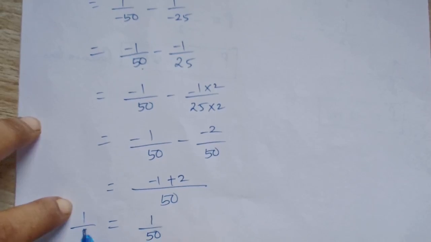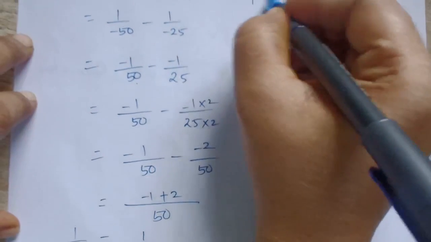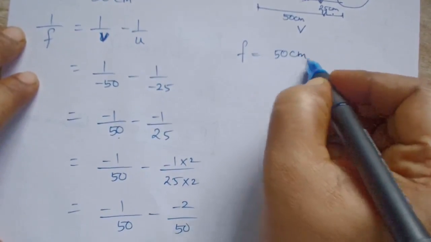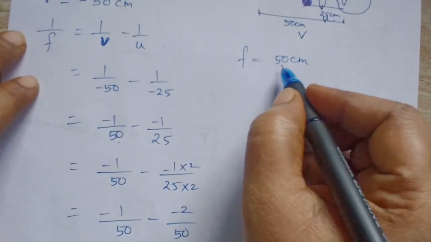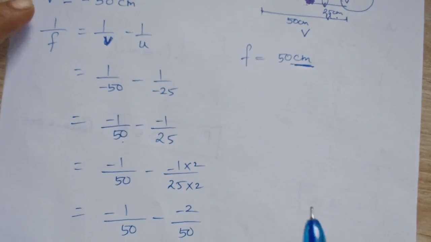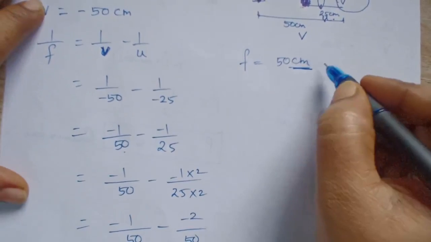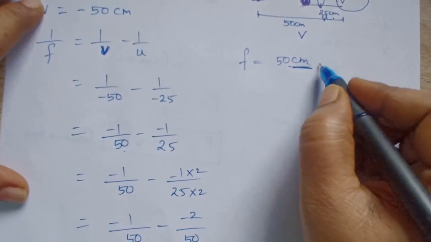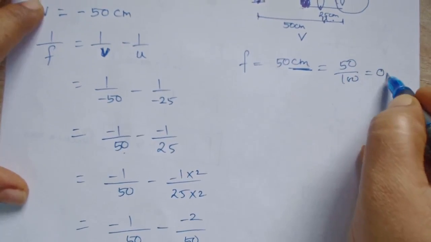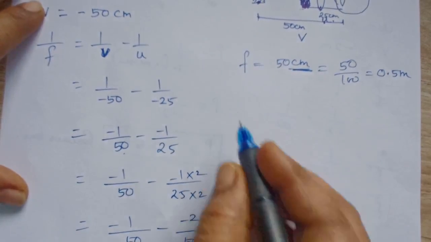Therefore f equals 50 centimeters. Remember that if it is in centimeters, we need to convert them into meters before substituting in the power formula. 1 centimeter equals 1 by 100 meters, so that is 50 by 100, which equals 0.5 meters. So your f is equal to 0.5 meters.